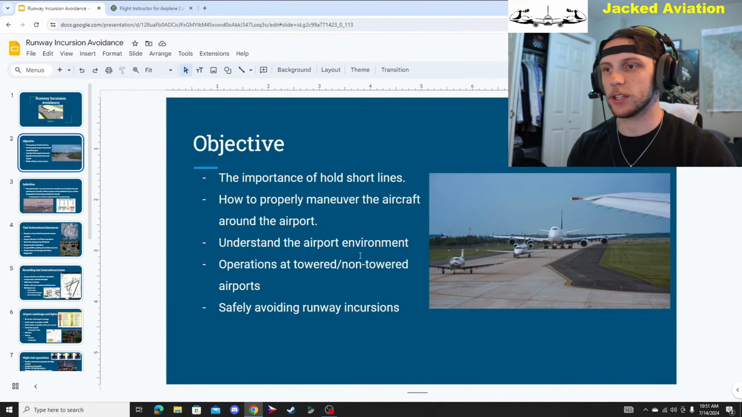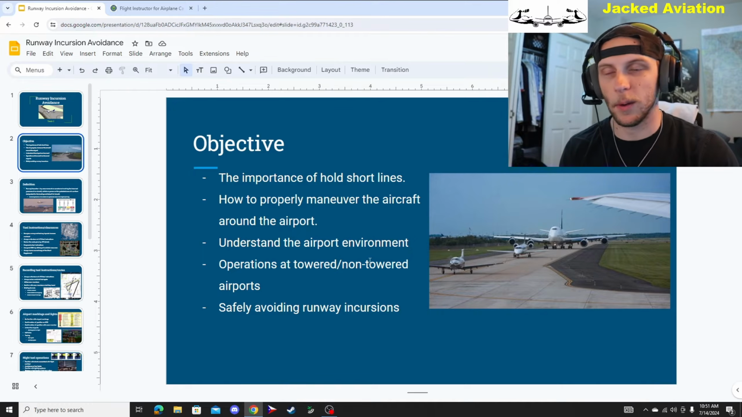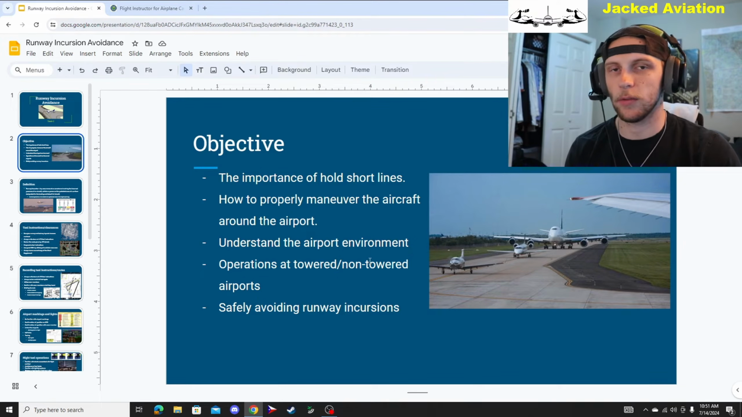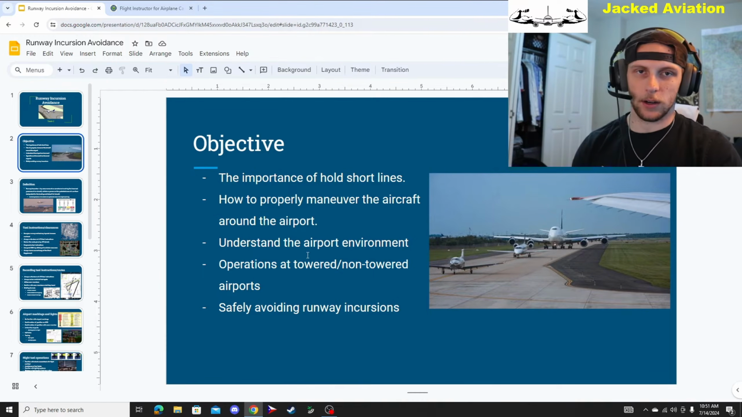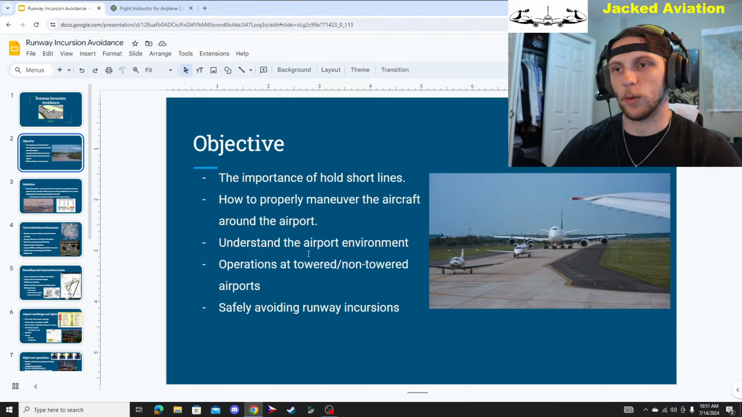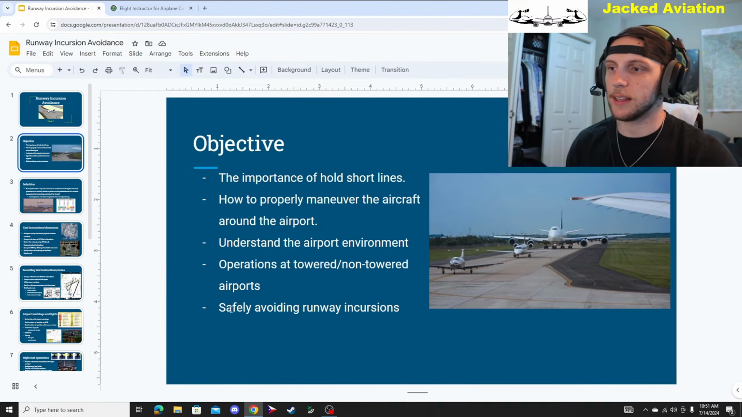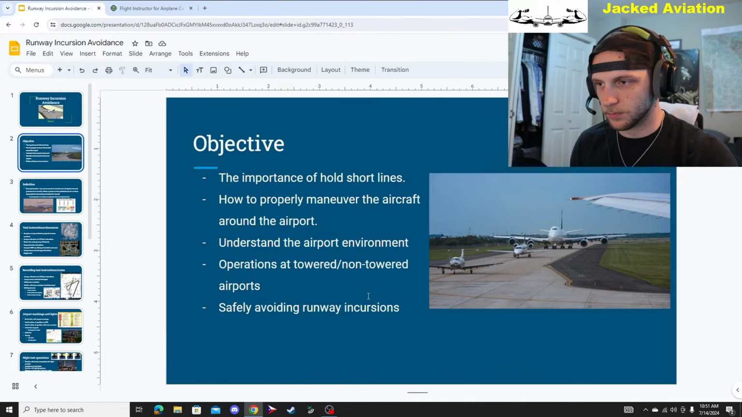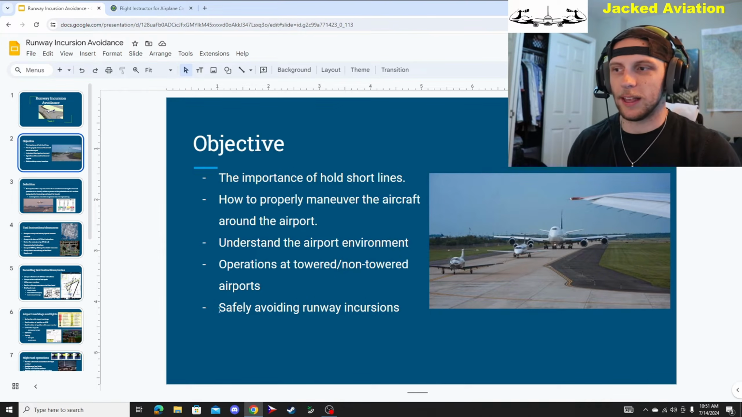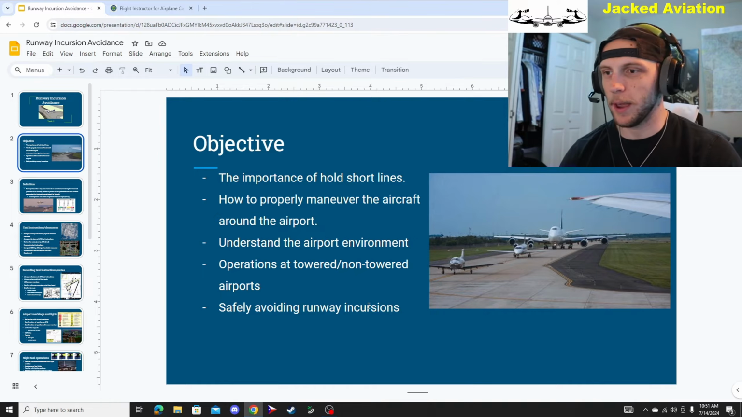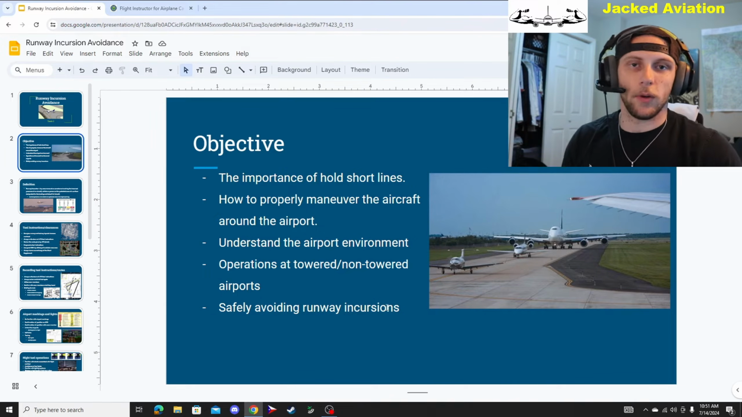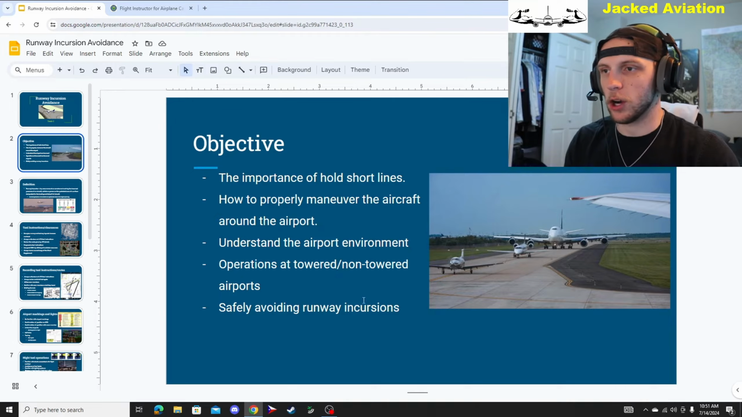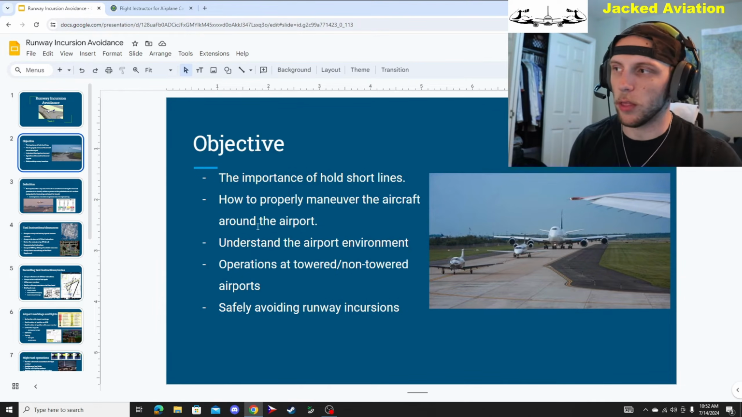Operations at towered versus non-towered airports. This is going to be very important via ATC phraseology. If you watch my most recent video, I went over towered and non-towered airport phraseology, where ATC can even miss readbacks, so it can be very dangerous. Again, we'll get into this. This is why it's an objective, as well as safely avoiding runway incursions. This is going to be the basic overall objective of what we're trying to achieve. Safely avoiding runway incursions basically applies to all three of these.